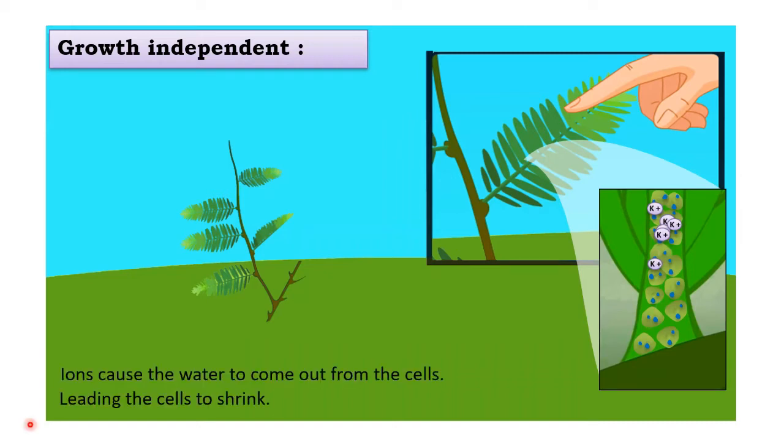Ions cause the water to come out from the cell, leading the cell to shrink. As soon as ions are present, there is a process called plasmolysis, because the concentration of ions outside the cell will be more compared to inside the cell, and ultimately the water will move from the cells of the leaves to the outside of it.